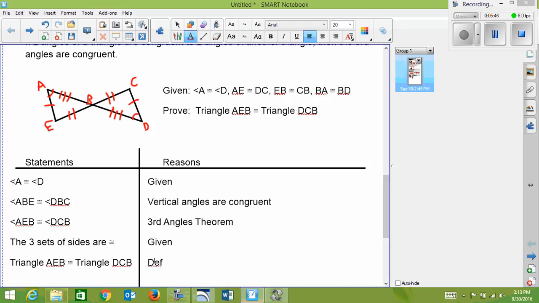How do I know? It's by the definition of congruent triangles. You have three corresponding sides equal and three angles equal. So that proves that those two triangles are congruent.